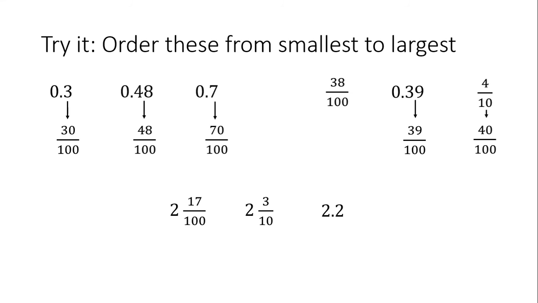In the middle on the bottom, we've got 2 and 17 hundredths, and that's going to stay the same. And then next we have 2 and 3/10ths. We need to turn that into a denominator of 100. So how do we do that? The 2 is going to stay the same. And the 3/10ths is going to turn into 30 hundredths. And then finally, 2.2. Well, that's the same as 2 and 2/10ths, which is the same as 2 and 20 hundredths. Okay, now we're ready to organize them. 17 hundredths is the smallest, but then we've got 20 hundredths versus 30 hundredths. 20 hundredths is smaller than 30 hundredths, so switcheroo, and now they're in order.